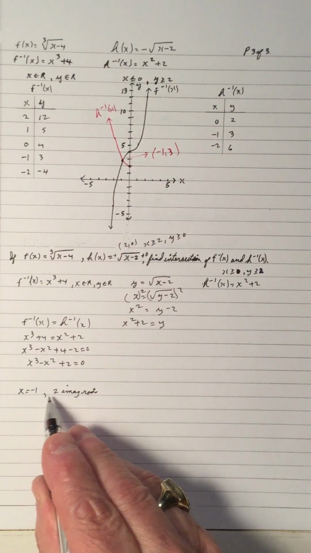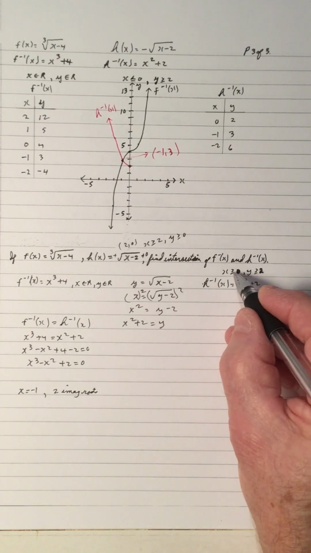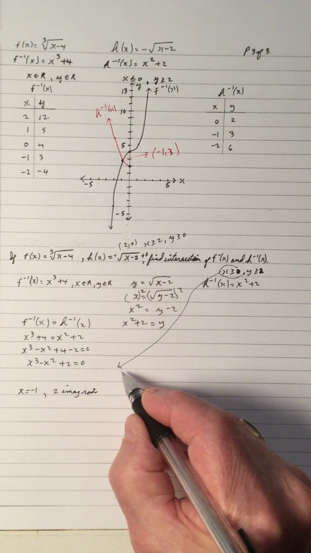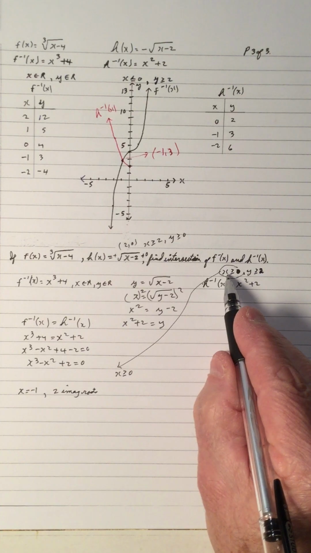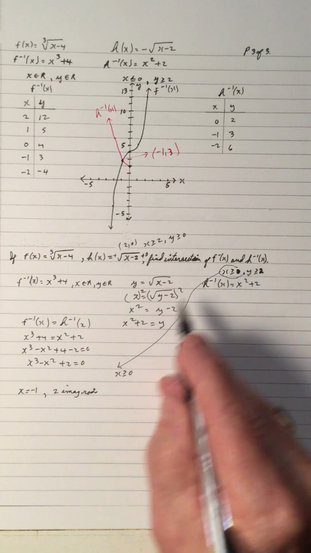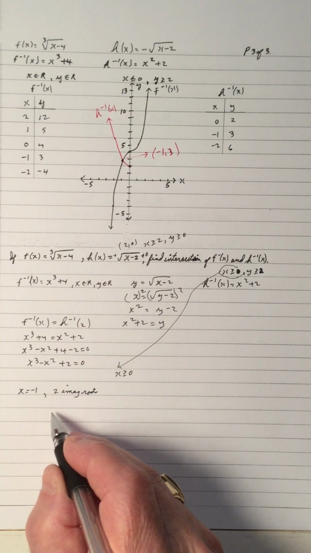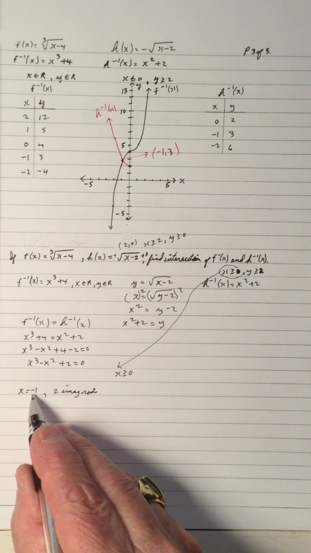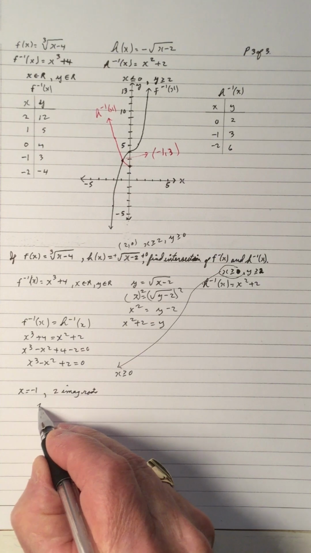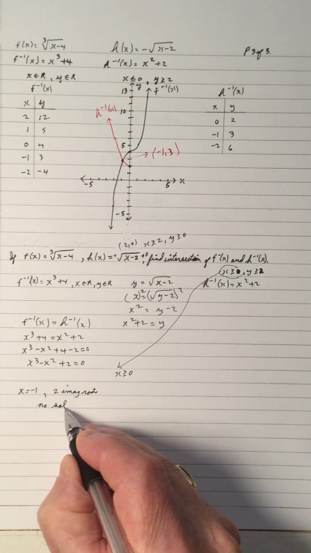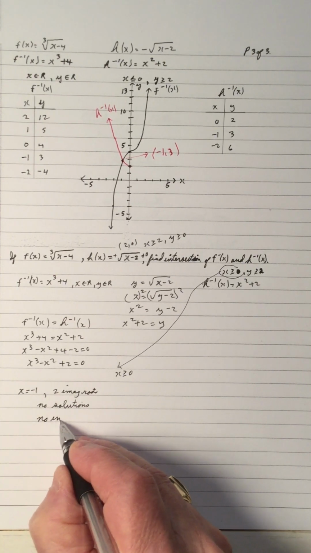But in this case, what happens? Notice again, right here, we have x is greater than or equal to 0. So in this case, we have to use the right side, where x is greater than 0. So x greater than 0? No, x equals negative 1 and the imaginary roots don't work, they're not fitting what this is saying. So that means there's no solution, and that means there's no intersection.